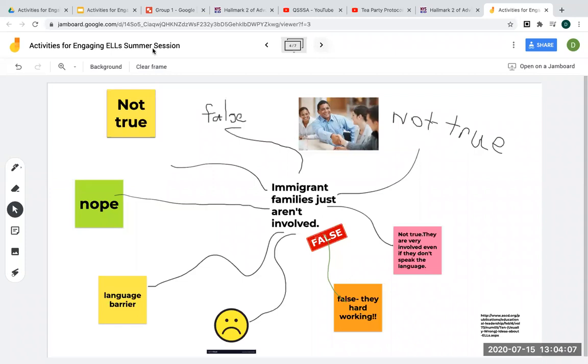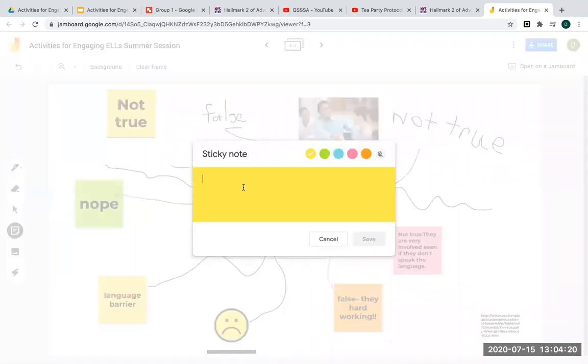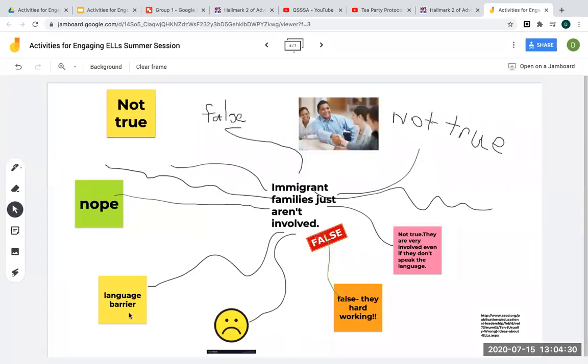And so what we've done is we've used the pen tool to draw a little squiggle, a little web from the image, from the text. You can see I'm drawing with the pen. And then we put a sticky note to put our idea on what we're thinking when we read this. And so you can see that I had put here, language barrier.